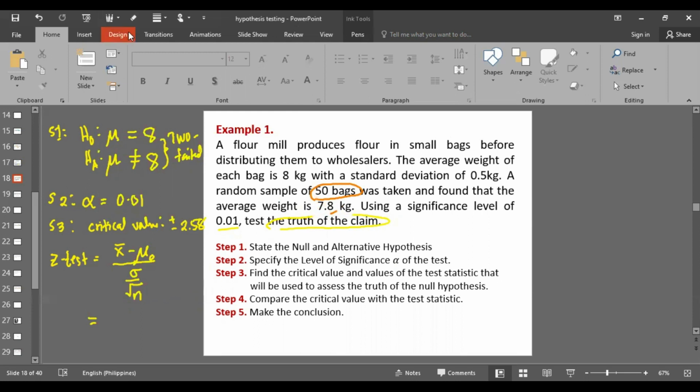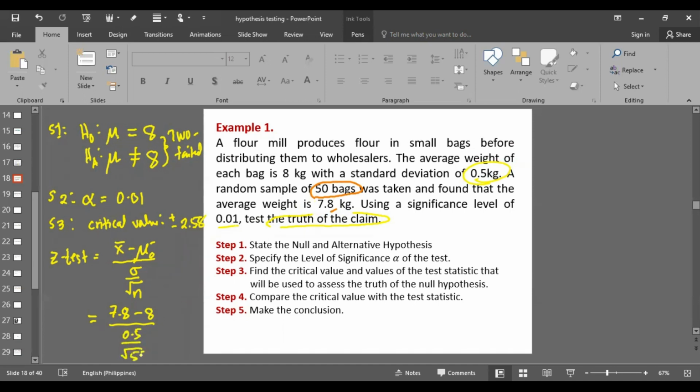So we write here 7.8 minus, what about the hypothesized population mean? Ito yung kiniklaim. So ang kiniklaim na average weight is 8 kilograms. So we put here 8. All over, the given population SD is 0.5. So put here 0.5 and divide it by the square root of the sample size, which is 50. Then just use your scientific calculator to get the answer. It's 2.83.